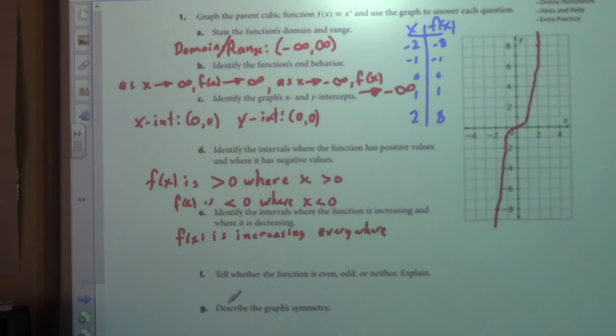And then it says, tell whether the function is decreasing. Where's f of x decreasing? Since f of x is increasing everywhere, f of x is decreasing nowhere. So it's kind of a logical thing. The moment we know that f of x is increasing everywhere, we know it's decreasing nowhere.